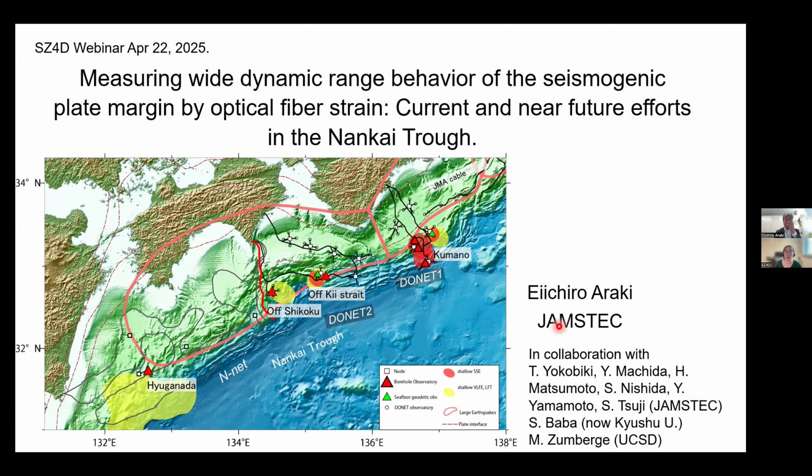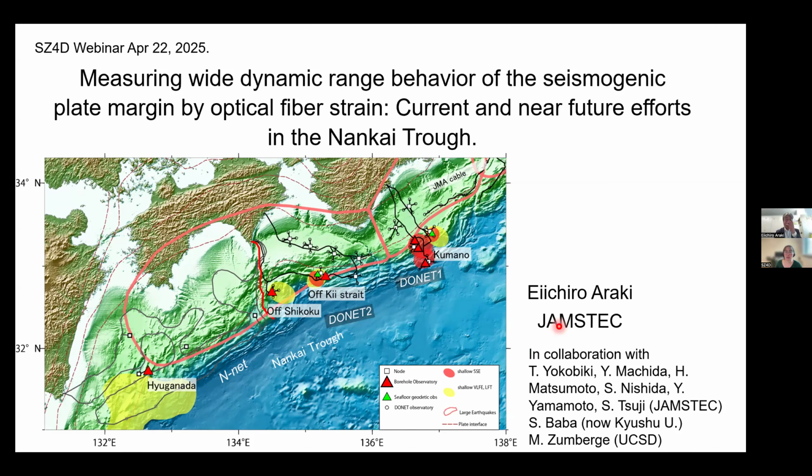Dr. Araki-san is a senior researcher and leader for the Research and Development Group for Seafloor Observatory at JAMSTEC. His research interests include seismology and optical fiber sensing, and we are delighted to have him join us today to discuss his work in the Nankai Trough. So without further ado, Dr. Araki-san, the floor is yours.